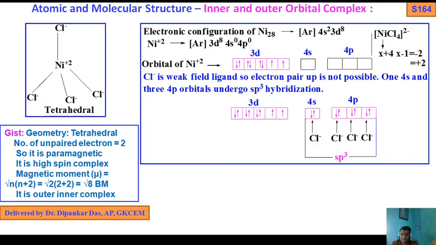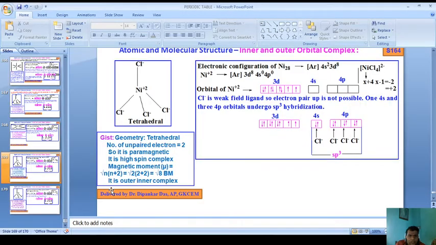Now take a look. The geometry is tetrahedral, sp3 hybridization. The number of unpaired electrons is 2, here also 2, because of the weak field ligand nature. There is no question of pairing up of these unpaired electrons, so no vacant 3d orbital, and no participation of the 3d orbital in hybridization. So it will show an outer orbital complex. Here it is outer, and here also it is an outer orbital complex.